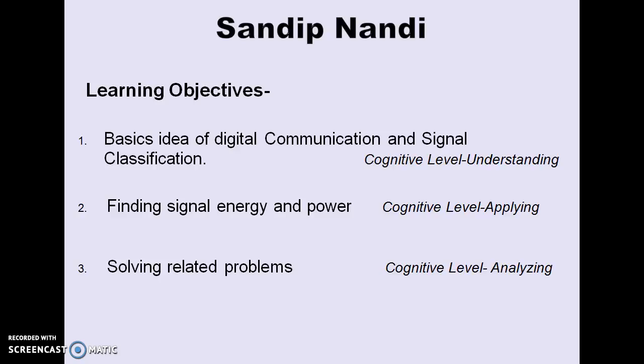So these are the learning objectives. You will have the basic idea of digital communication and some signal classifications, and you can find the signal energy and power. At the end of this class, you can solve the related problems.